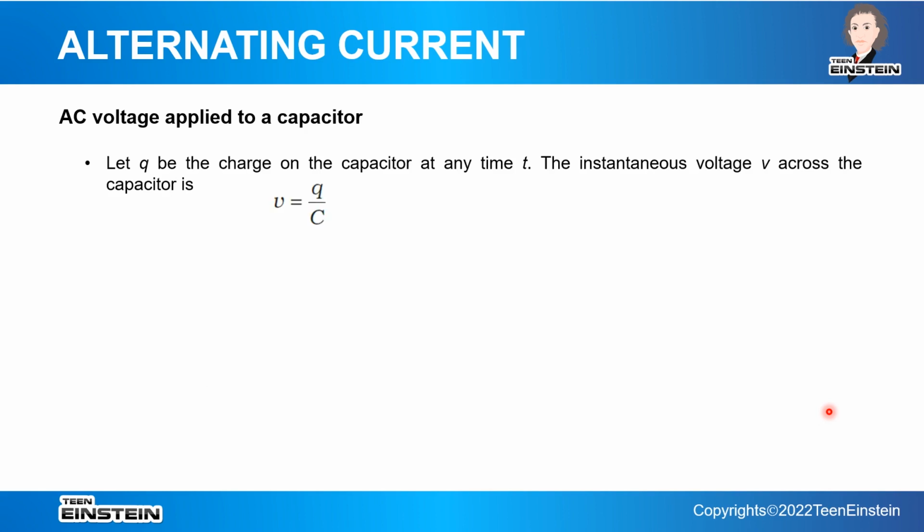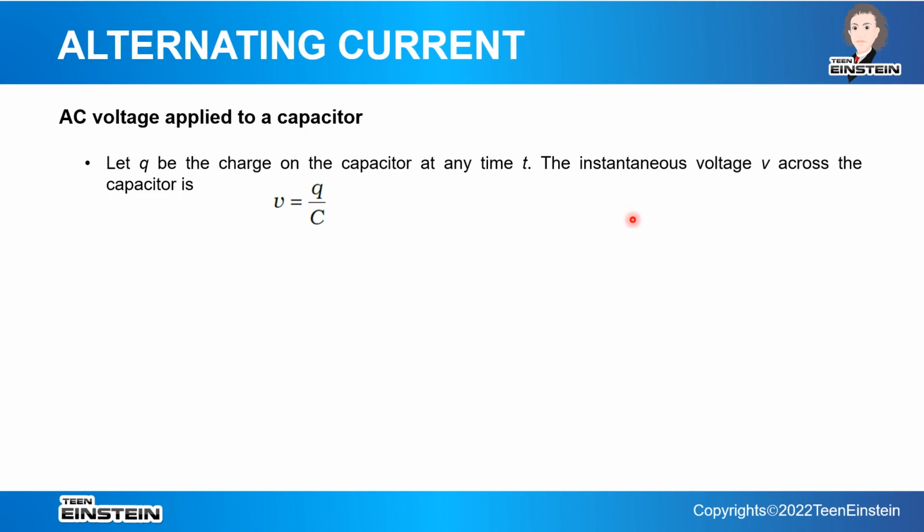Okay, let's look at it mathematically. So if Q is the charge on the capacitor at any particular time t. Why are we considering the time here? Because it's an alternating current. So the voltage is time dependent. When the voltage is time dependent, the current is also time dependent. So the charge on the capacitor is not constant anymore. It's going to be dependent on time.